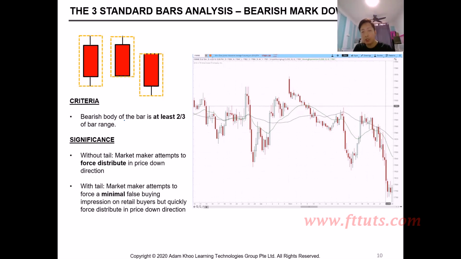All right, let's move on to the bearish markdown bar, which is the opposite of the bullish markup bar. For the bearish markdown bar, you want to see that the bearish bar body is 2/3 of the bar range. So it can be either this or this or this. With tail or no tail doesn't matter, because the tail is going to be very small. The significance is that you see a very strong commitment.